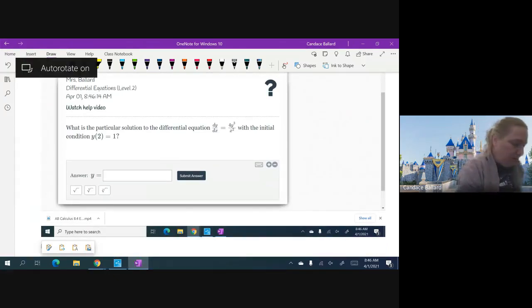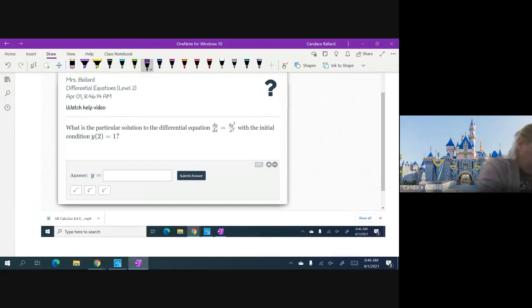So I'm going to start by separating my variables just like I did before. The y cubed, I'm going to take to the other side by division. So we know that there's always a 1 on the top. We're going to keep the dy. I have a 4 over x squared, and I'm going to multiply the dx to the other side. So our variables are separated.